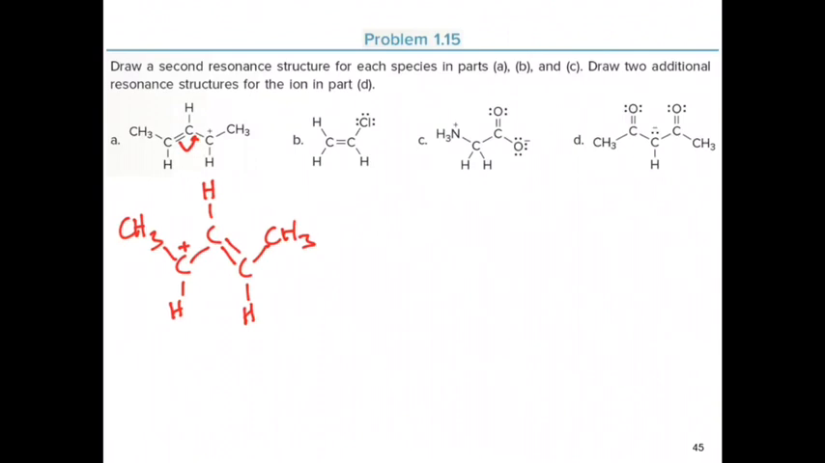And then what about for part B? So you have a double bond, a single bond here, and then chlorine with 3 lone pairs. So one of the lone pairs from the chlorine can form another bond with this carbon. So let's just draw an arrow here. Let's try it again.